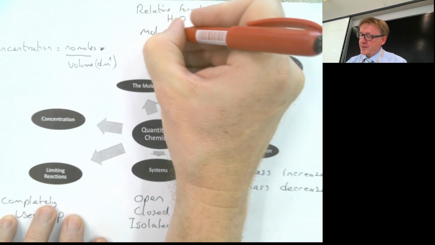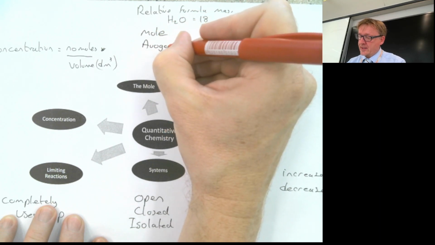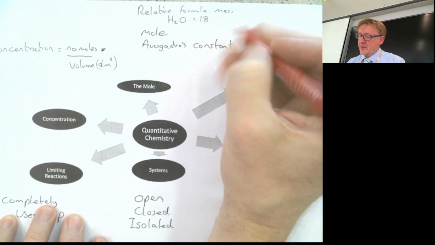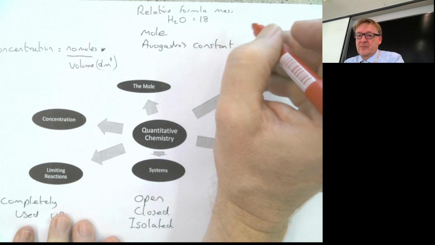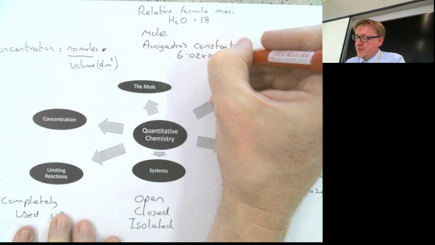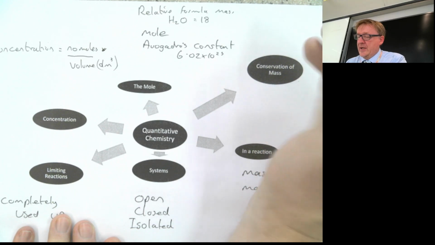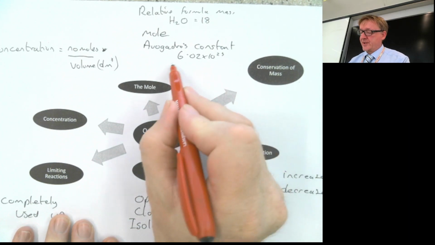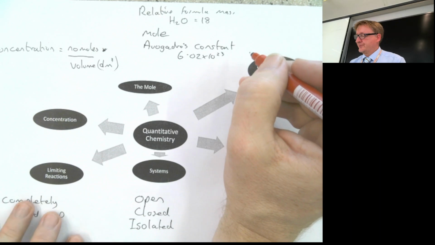You need to know what a mole is, and alongside that, Avogadro's constant. Avogadro's constant is the number of particles in a mole. So it could be 6.02 times 10 to the 23 particles in a mole. So if it asks how many particles are in a mole, it would be 6.02 times 10 to the 23, right, which would be fantastic.